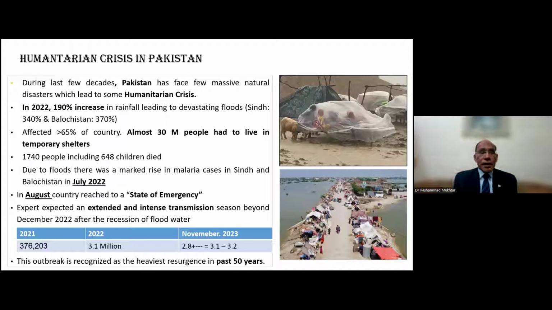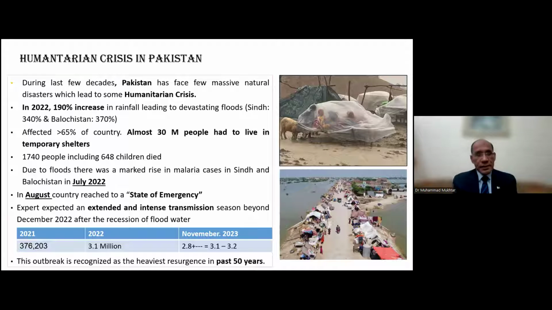humanitarian crisis. During the last few decades, Pakistan has faced a few massive natural disasters which led to humanitarian crises, particularly floods, and even some military operations in our bordering areas, particularly during 2016 and 18, and particularly in 2022, when the country received a 90% increase in rainfall, which led to a devastating flood, particularly in the Sindh and Balochistan provinces, which are already malaria endemic. Almost 65% of the country was affected by this flood, which means that almost 30 million people had to live in temporary shelters like tents and some other places.